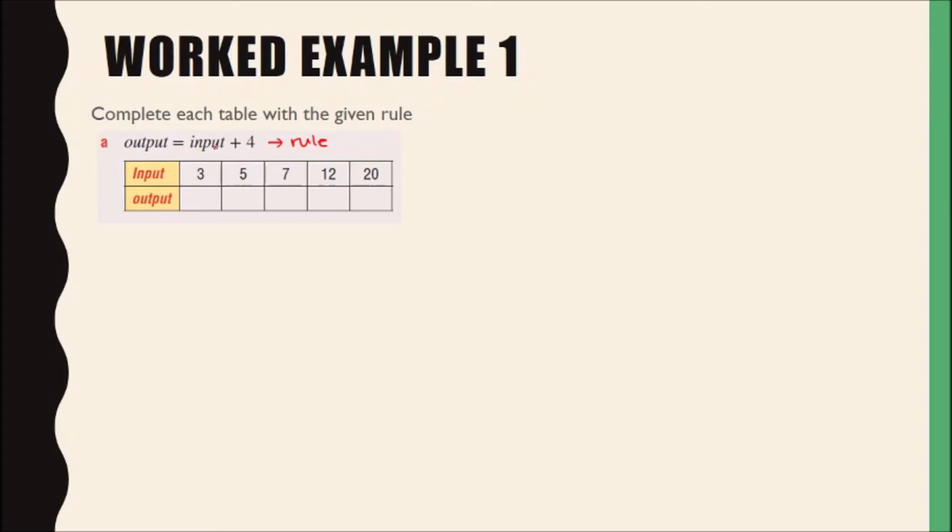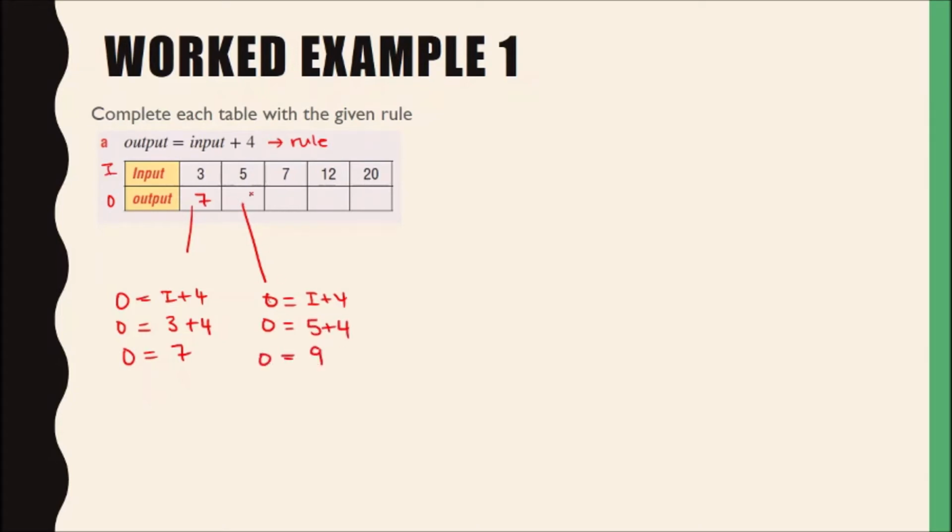If we were to do that, I'm going to put this as O and this as I, just so you can see. So the output equals input plus 4. Output equals, we put the 3 in for I, for input. So the output is 7. That's the first one for you, and we can just work our way through substituting the values into it.